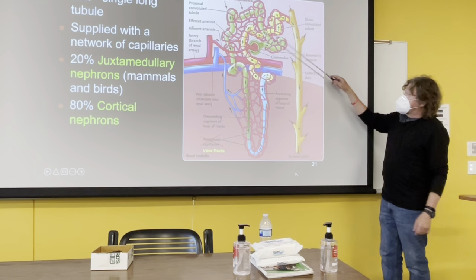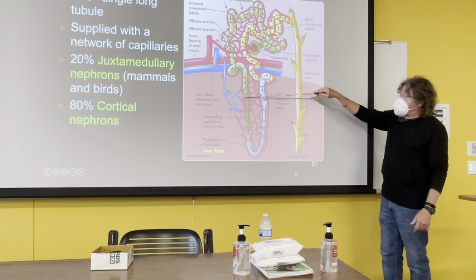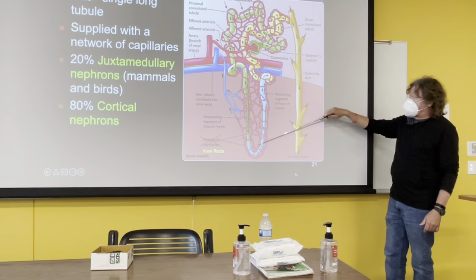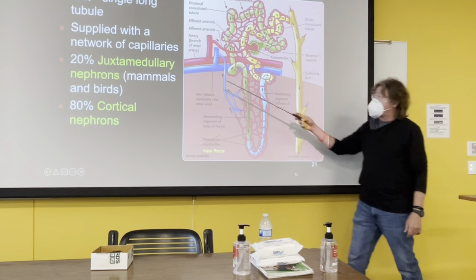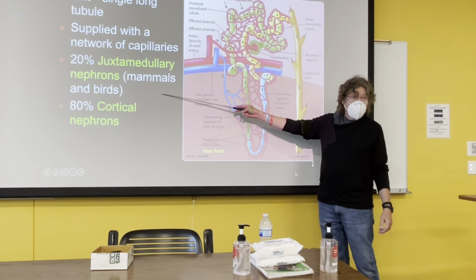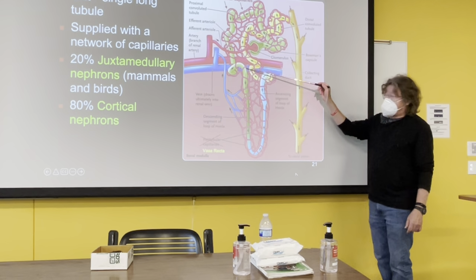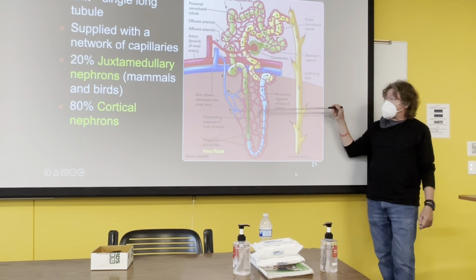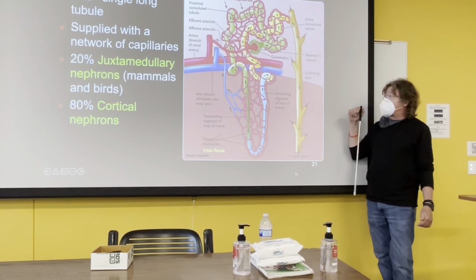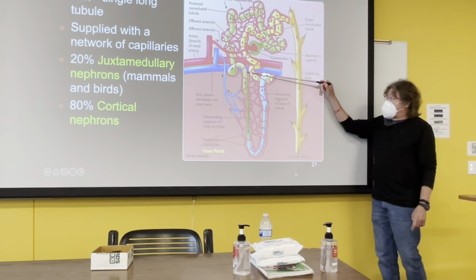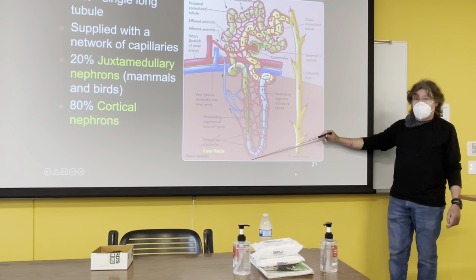That runs into the descending loop of Henle, then the ascending loop of Henle, and this is on a juxtamedullary nephron, okay? Cortical nephrons do not have a long loop of Henle. Now this is very significant with these juxtamedullary nephrons because they penetrate deep into the medulla.